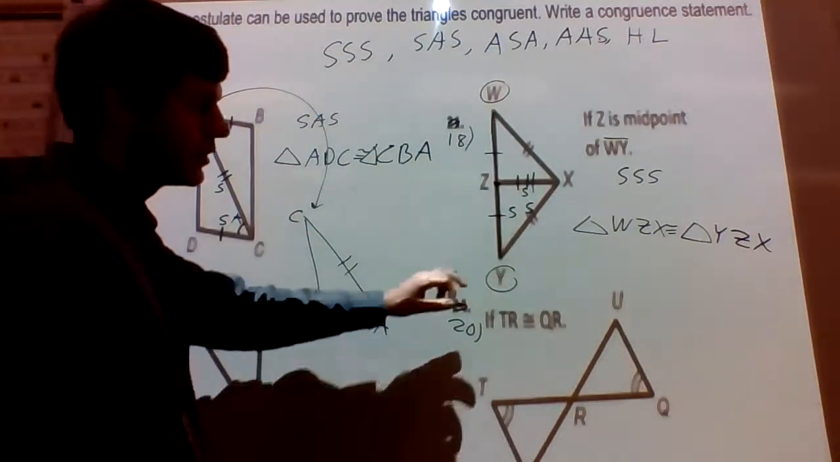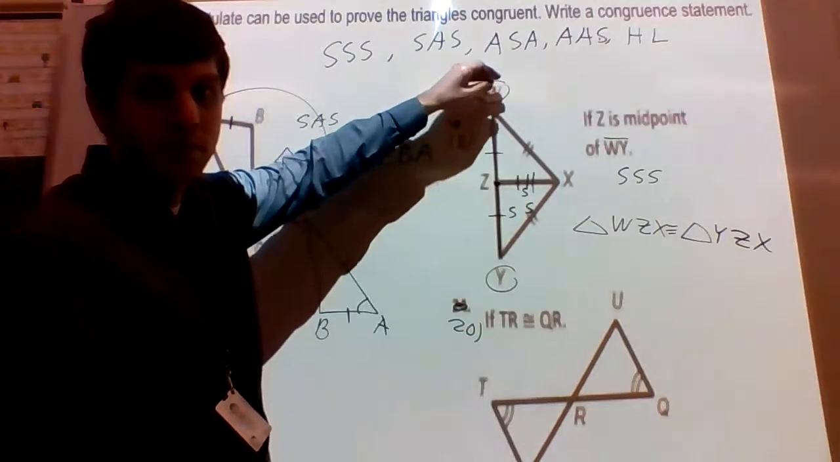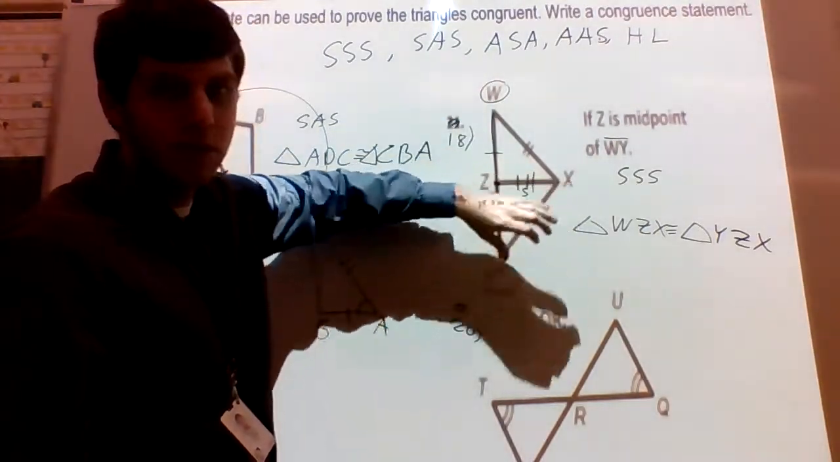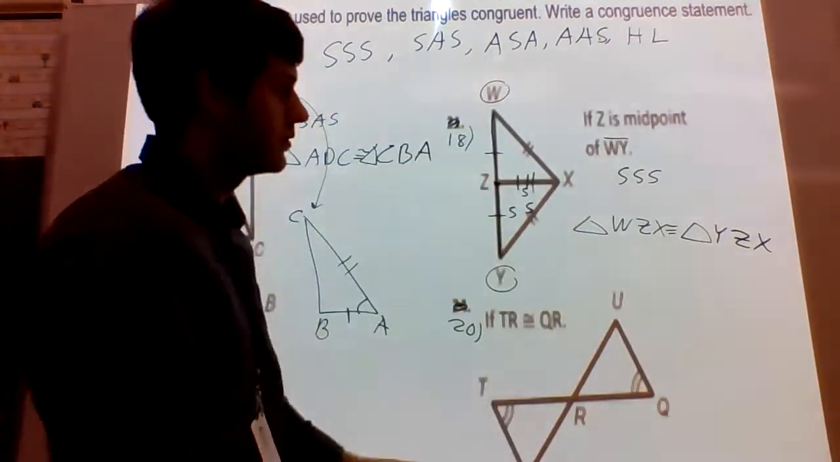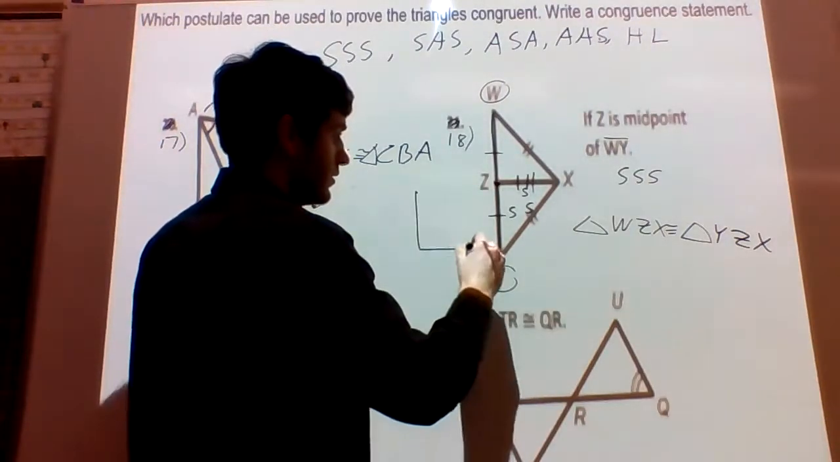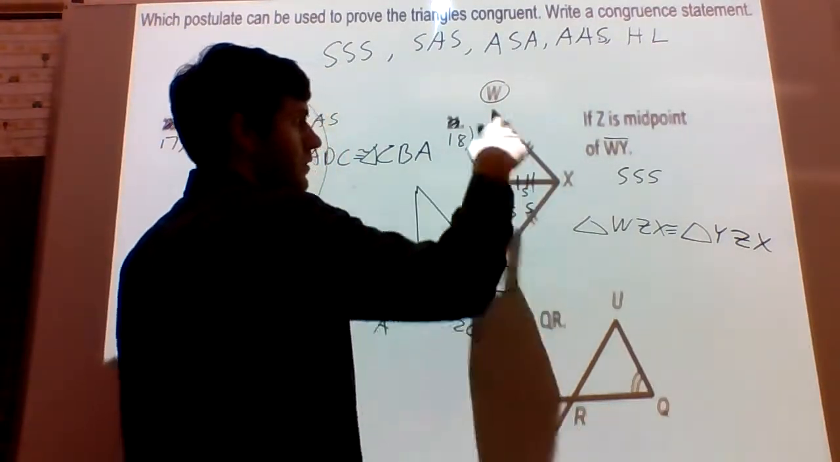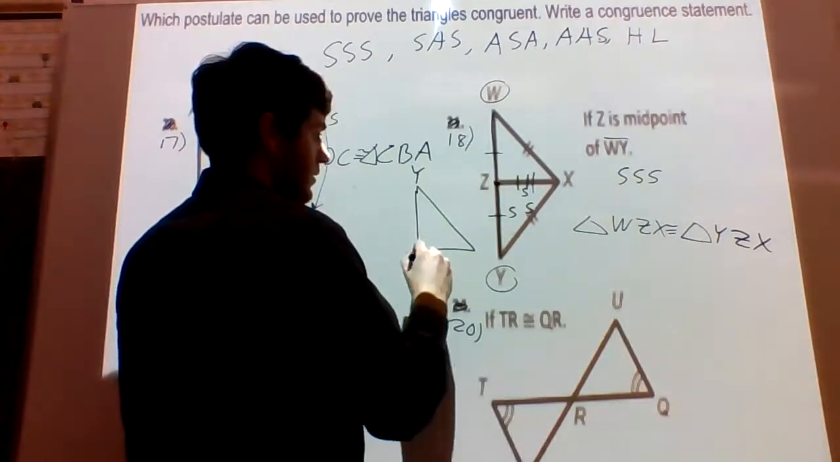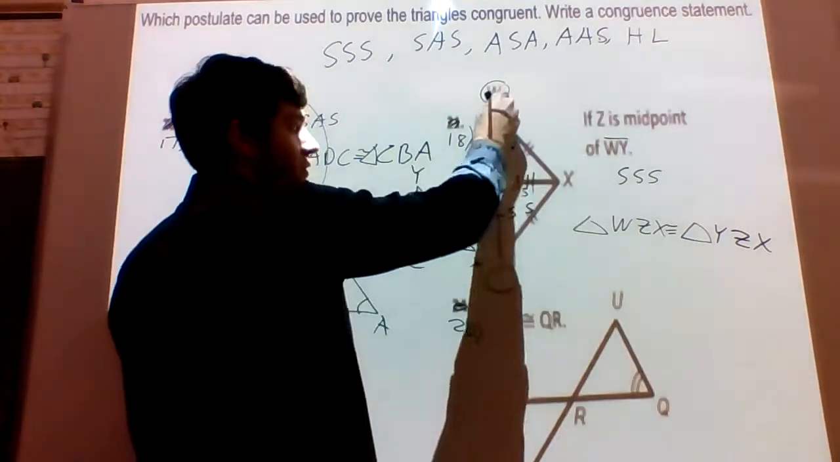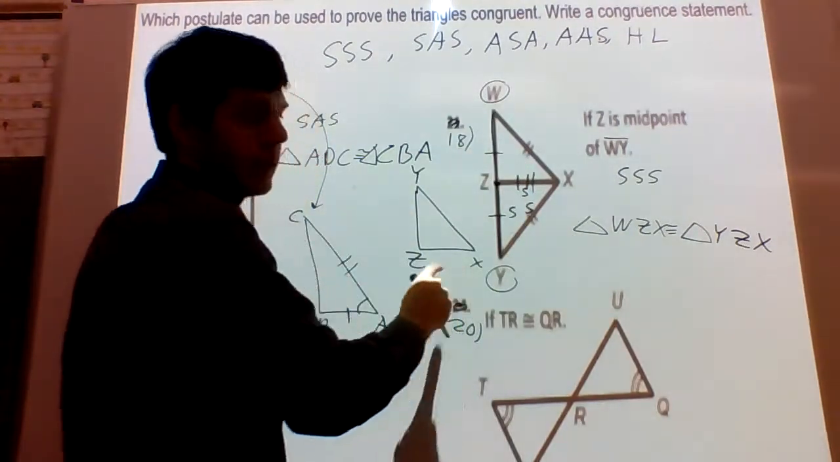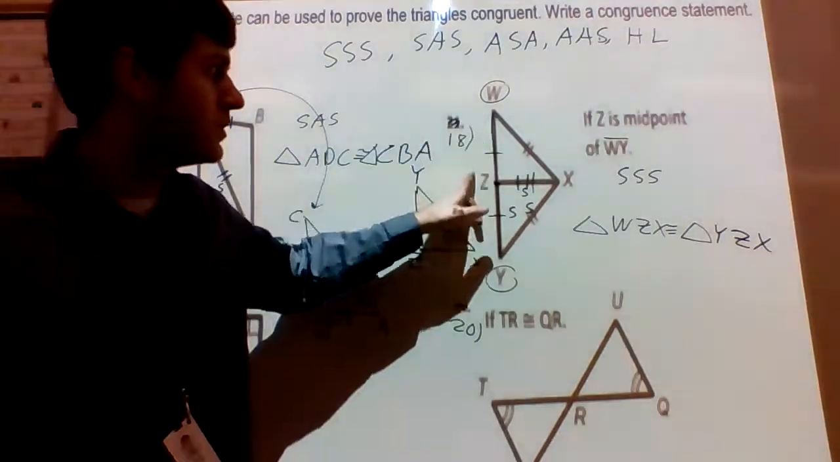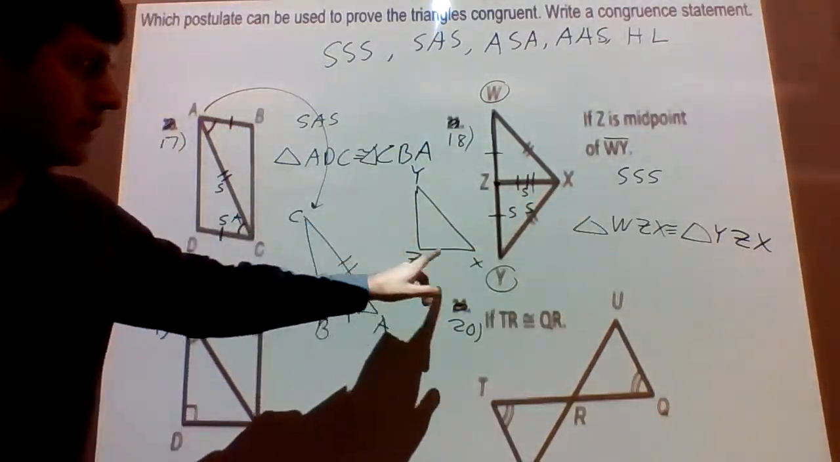Again, if we want to redraw it, you'd have to flip it over. Think of this as a page and you have to flip it over. Okay, so if we flip it over, Y is going to come on top. Z and X are going to stay on the bottom. So WZX is congruent to YZX.